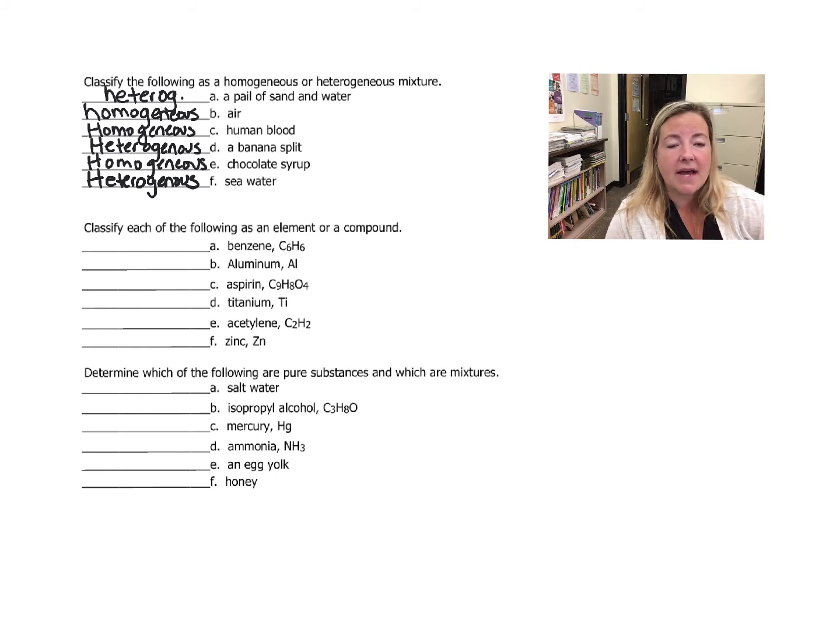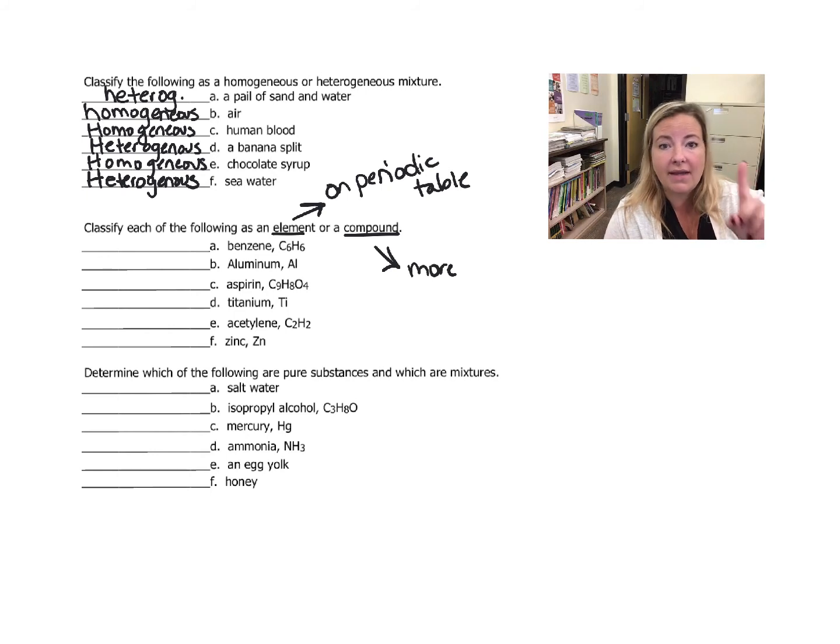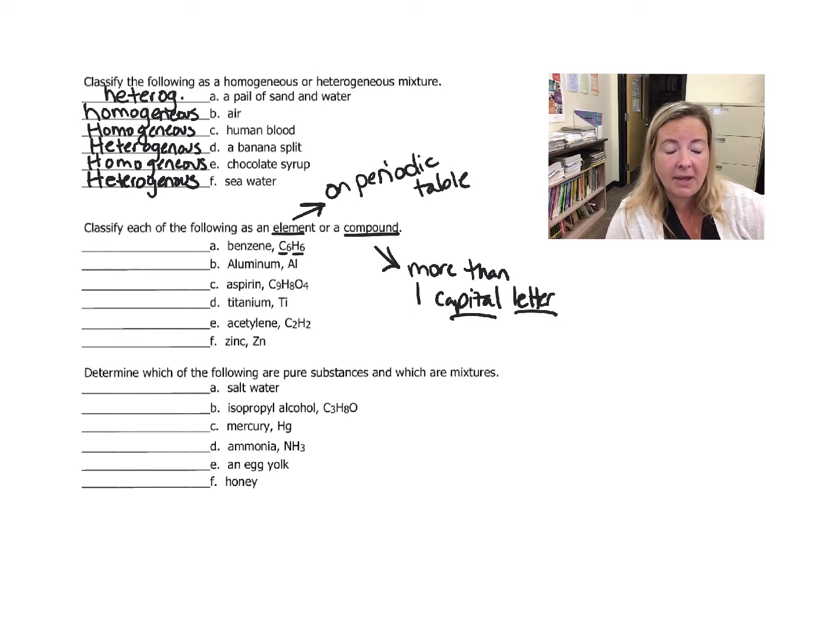If we look at the next set, we're going to classify those as either an element or a compound. The key with determining if it is an element or a compound is the number of capital letters that we see in the formula. Each element always has a symbol with one capital letter. So if I look at benzene for letter A, I can see that I have a capital C and a capital H. Capital C stands for carbon, capital H stands for hydrogen. I have two different elements bonded together here, so that's going to be a compound.